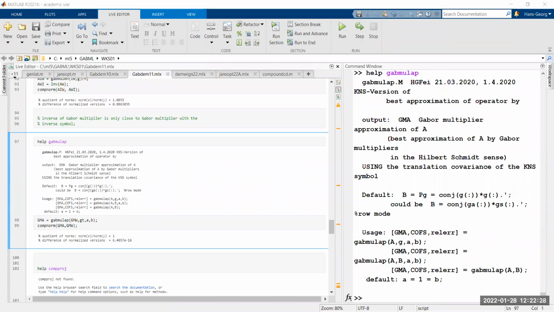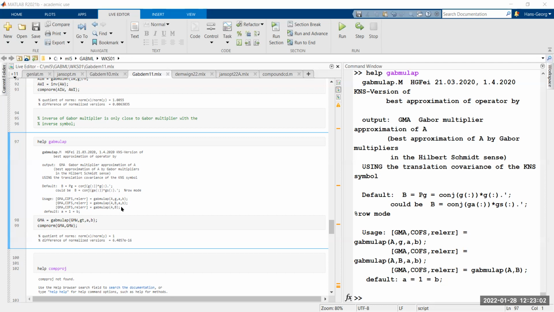So in this third part of our session today, I would like to talk about the problem of approximating a function, an operator, so a matrix, by a Gabor multiplier. And as you see from the help file, the input is the operator or the matrix, and the natural argument would be, well, please do an approximation with a Gabor multiplier using the ingredients G and A and B.